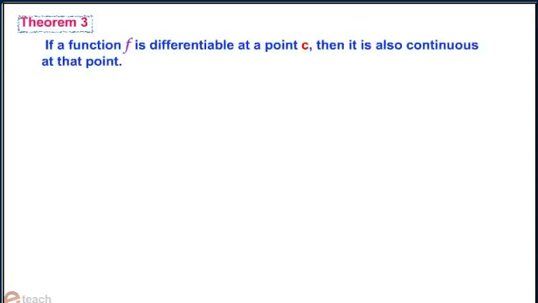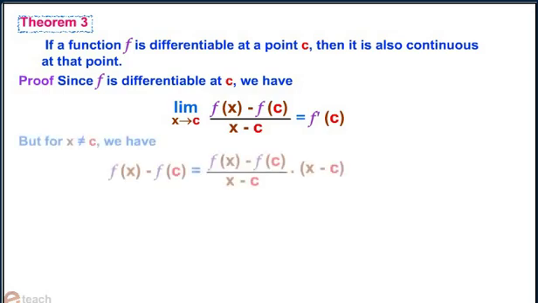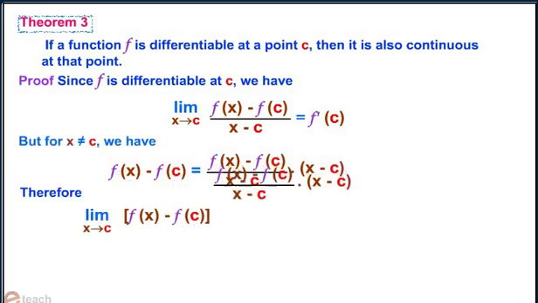Theorem 3. If a function f is differentiable at a point c, then it is also continuous at that point. Let us have the proof. Since f is differentiable at c, we have limit x tending to c of (f(x) minus f(c)) divided by (x minus c) equals f dash c. But for x not equal to c, we have f(x) minus f(c) equals (f(x) minus f(c)) divided by (x minus c), whole multiplied by (x minus c).